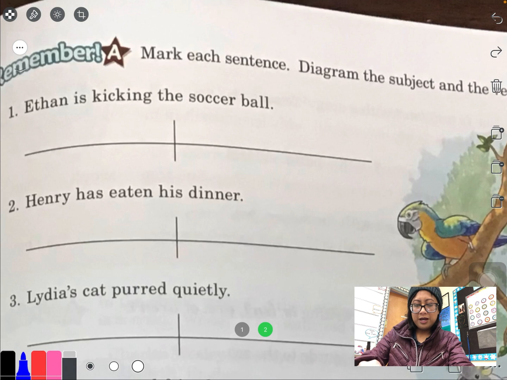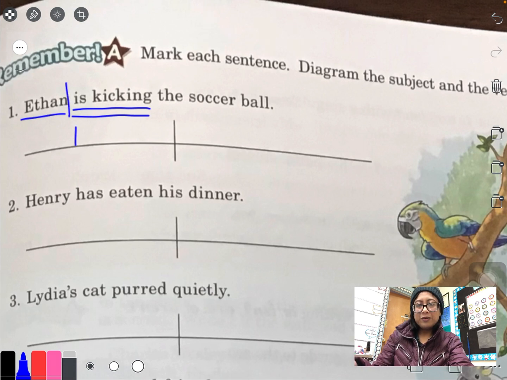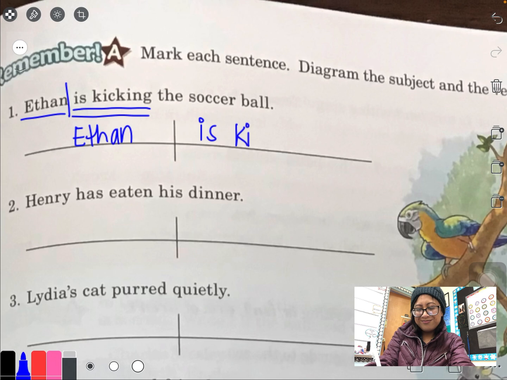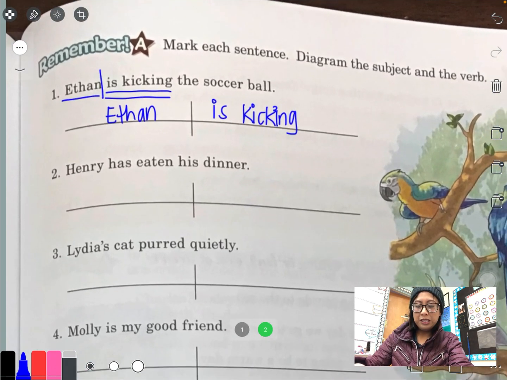So the first one says, Ethan is kicking the soccer ball. What's happening? What is he doing? Is kicking. Good. Is kicking. Who's kicking? Ethan. All right, so I draw my line, and then I will simply diagram it. Oh, this is easy, I could hear some of you saying. Okay, good, but you got to make sure you do it correct. Let's do number 2, and then we'll do the rest at our Zoom meeting.